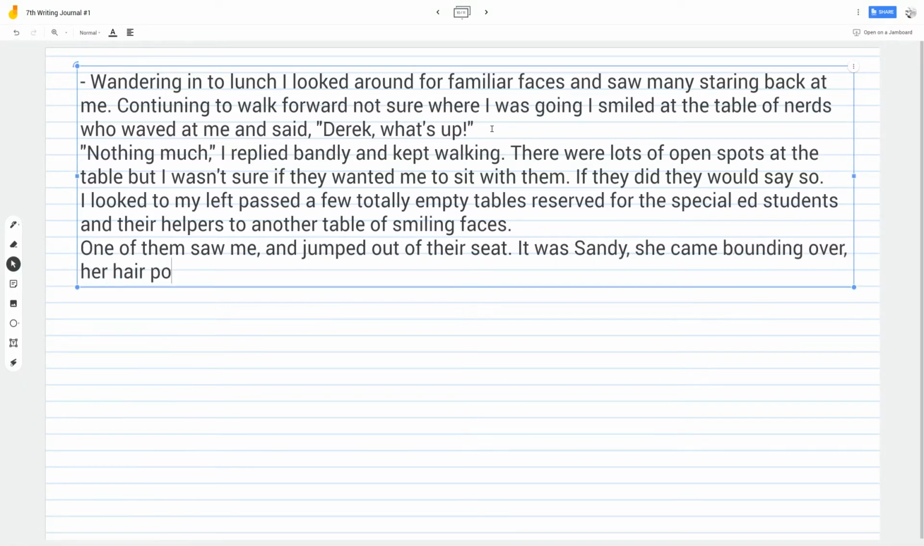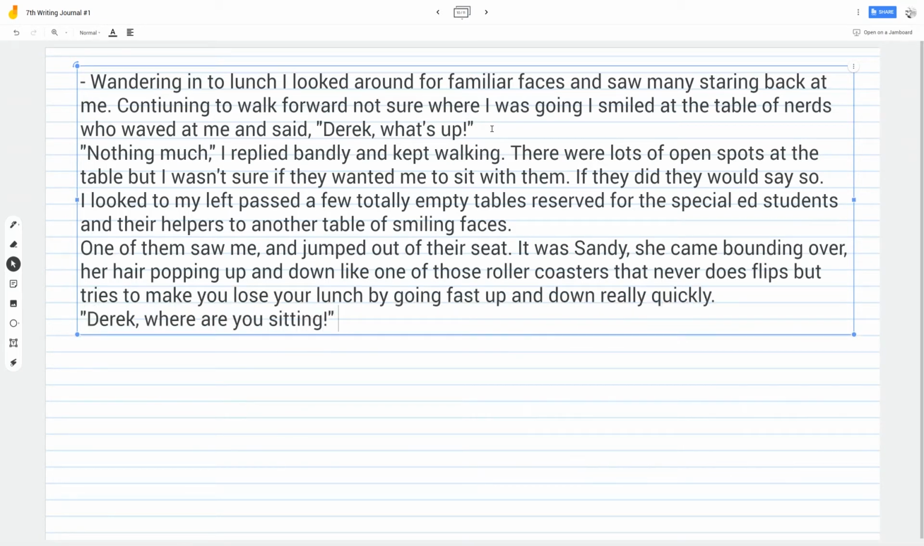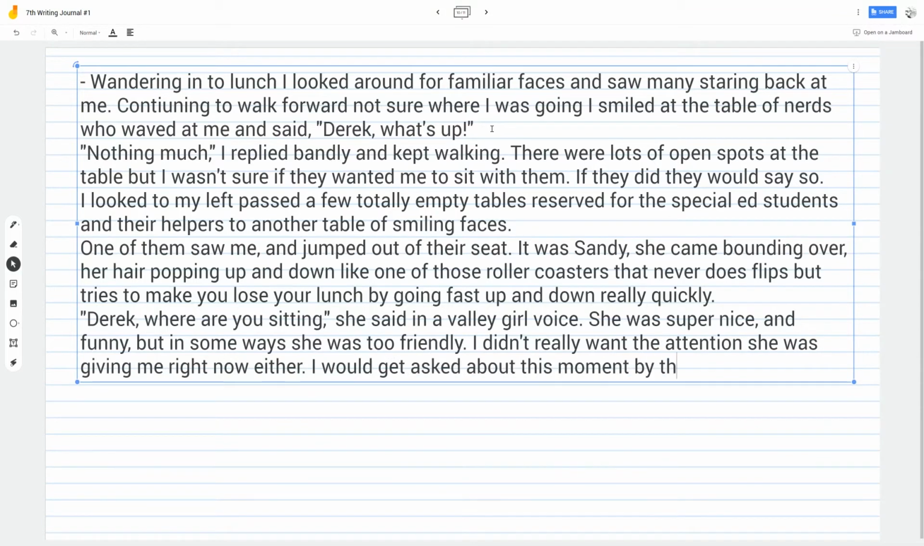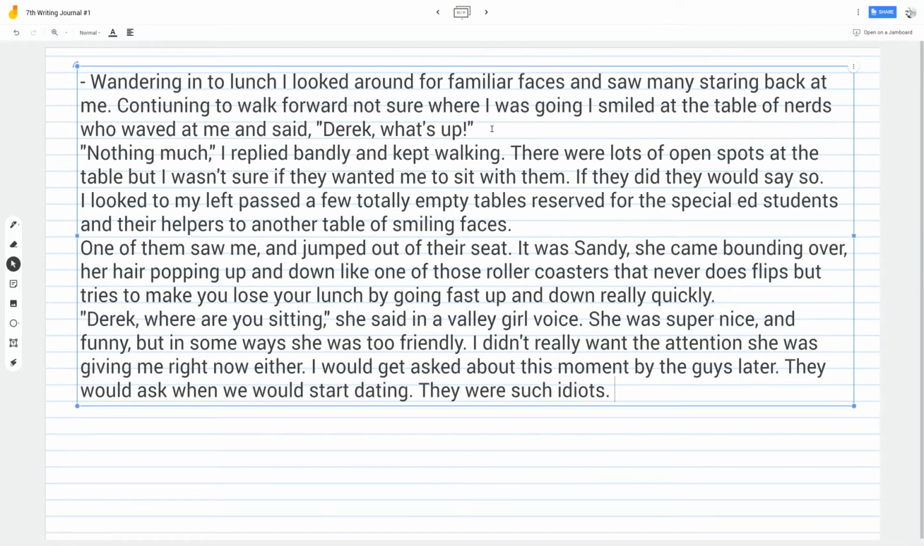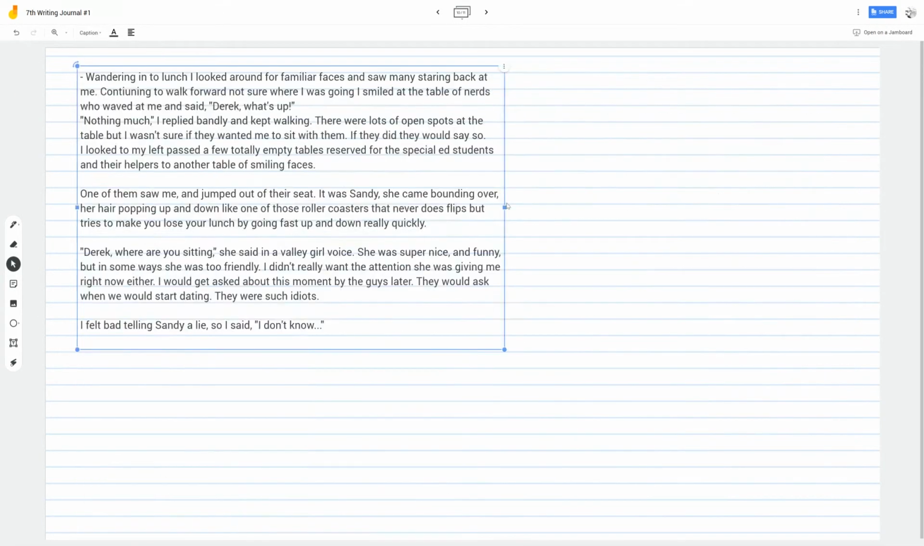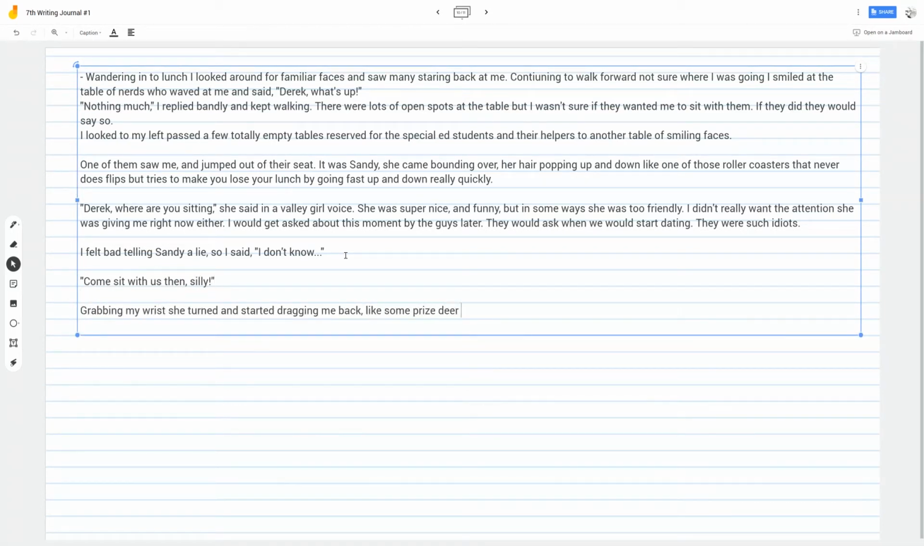So I included some things about the setting. I mentioned that there were some totally empty tables where special education students would normally sit. Okay, so then continuing on, this girl runs up to me and says hi, and now I'm wondering what other people are thinking, because again, this is part of my personality, and I want friends and I want to fit in, but I'm a little bit mixed up in my head as far as that goes.